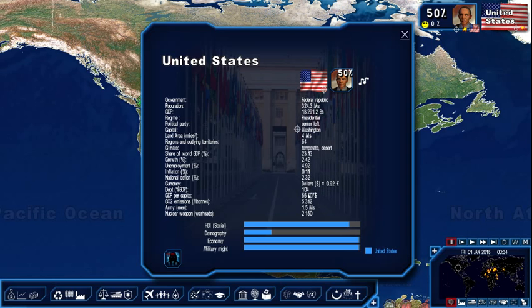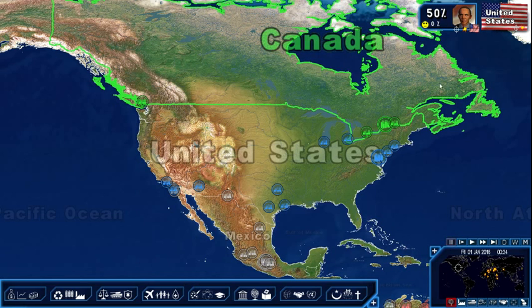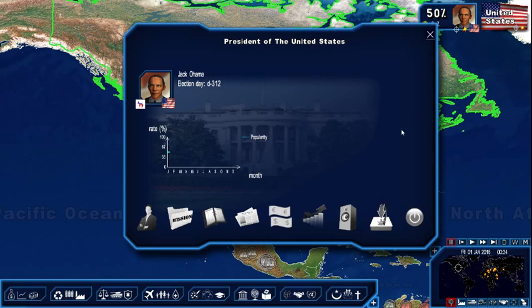GDP per capita, that's the GDP divided by the number of people, and that is another indicator of wealth based on the size of your country. There's other information here: size of the army, nuclear weapons. I don't have time to go over everything because, again, there's a lot to this game, and I want to get into as much as possible for a general overview.